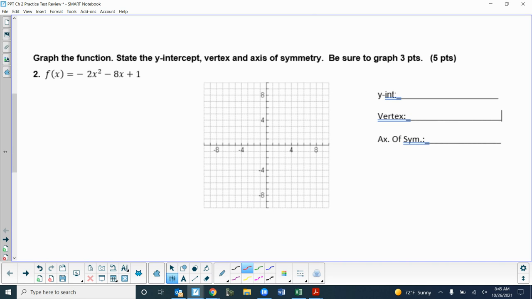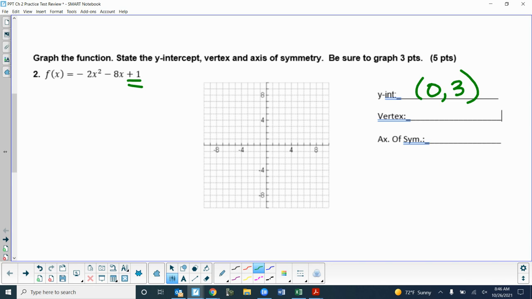We're supposed to graph the function, state the y-intercept, vertex, and axis of symmetry. Be sure to graph 3 points. Okay? Well, the easiest thing is the y-intercept, which is always the c value. What form is the function in right now? Standard form. So when it's in standard form, that c value is your y-intercept. And the y-intercept is whenever the x is 0. So I always write it as a point because the y-intercept is a point.